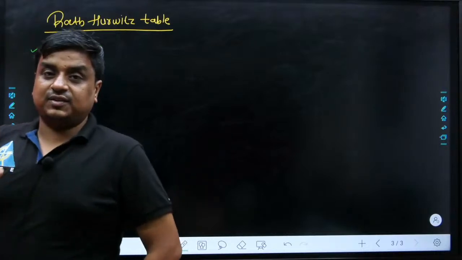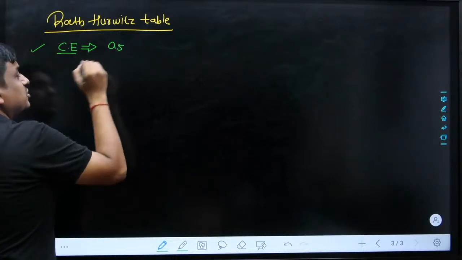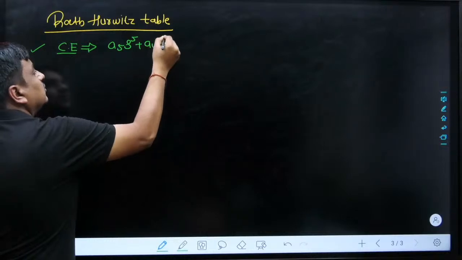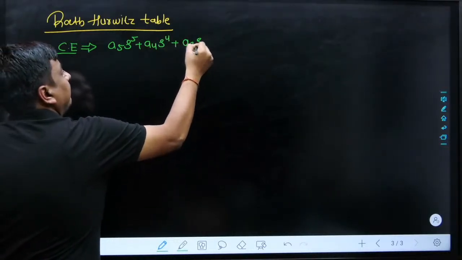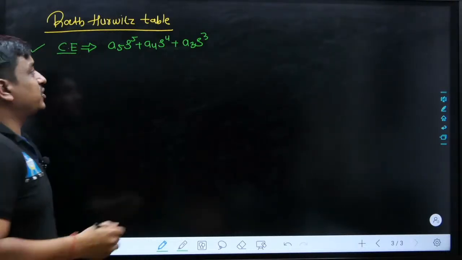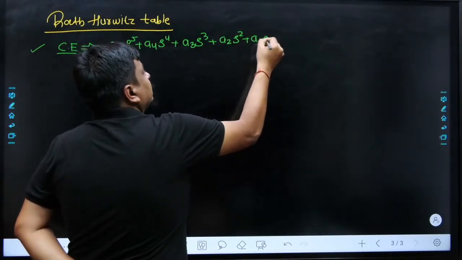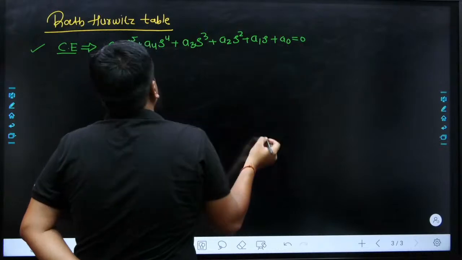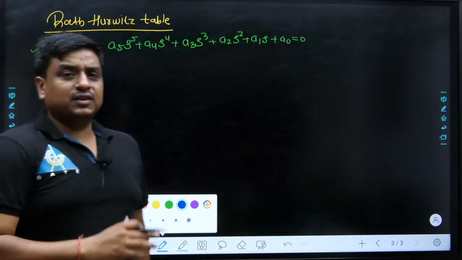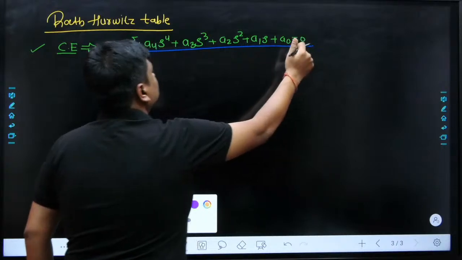Just to take an understanding, let's say I have been allotted a characteristic equation which is having degree of 5. Here goes a5 s to the power 5 plus a4 s to the power 4, a3 s to the power of 3, here goes a2 s square, and then here comes a1 s, and here goes a0. So in future, whenever you are going to deal with the ROUTH-HURWITZ, in either of the ways you have to come across the characteristic equation, and it is going to be an algebraic equation.